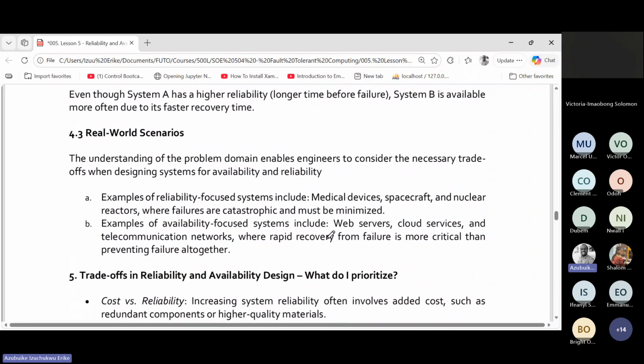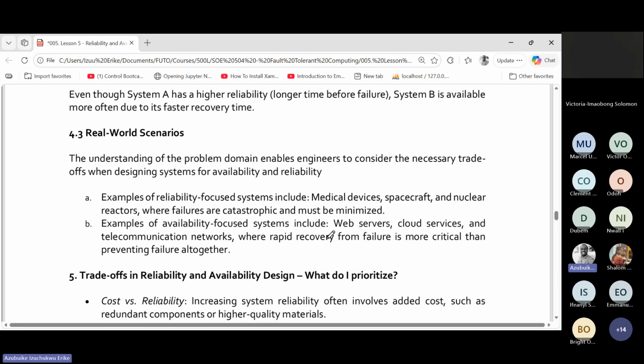Now, some real-world scenarios. The understanding of the problem domain enables engineers to consider the necessary trade-off when designing systems for availability and reliability.